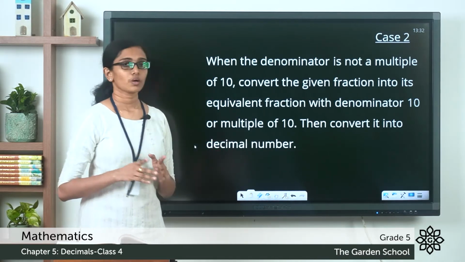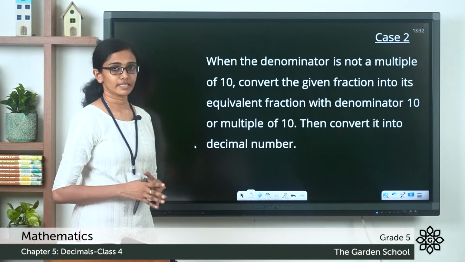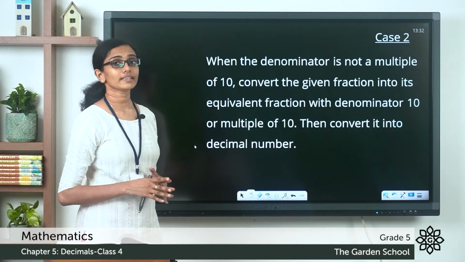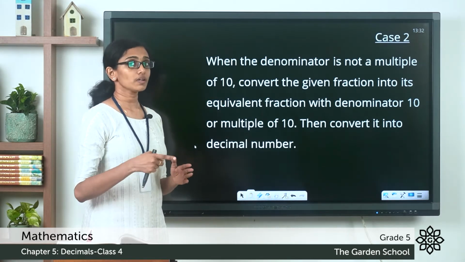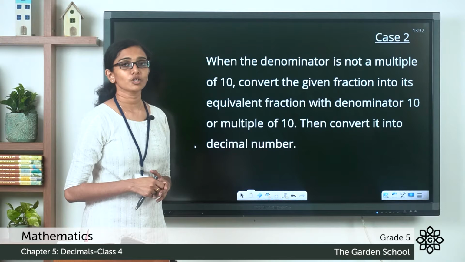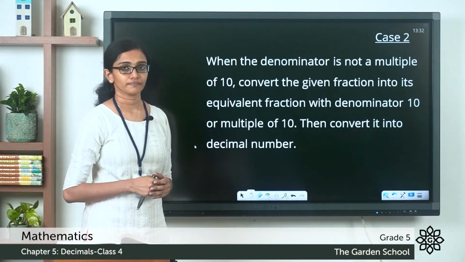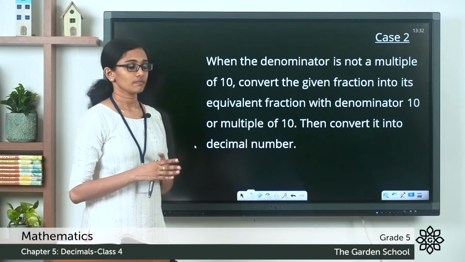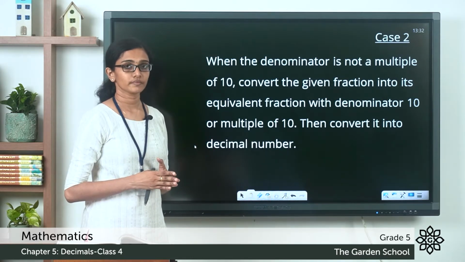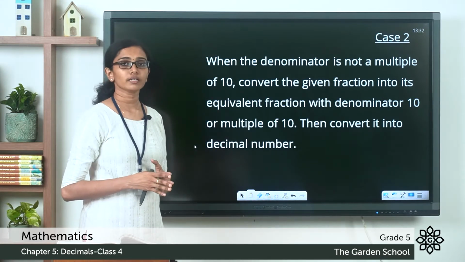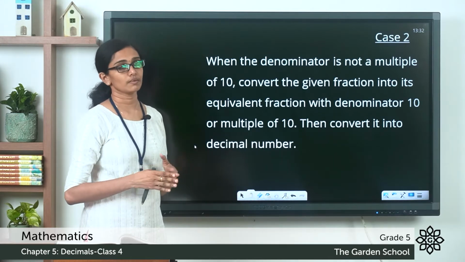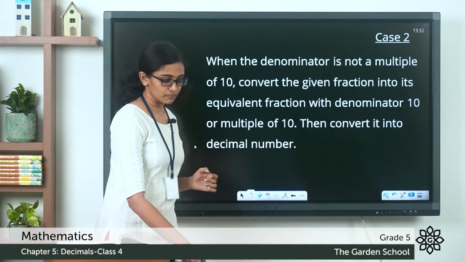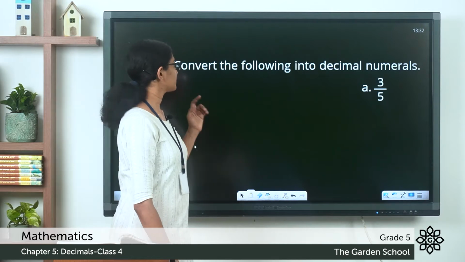So in that case, when the denominator is not a multiple of 10, we first convert the given fraction to its equivalent fraction so that the denominator becomes a multiple of 10. And once the denominator becomes a multiple of 10, when you change it to the equivalent fraction, then you can convert the fraction into its decimal form. Let me make that more clear to you with an example.